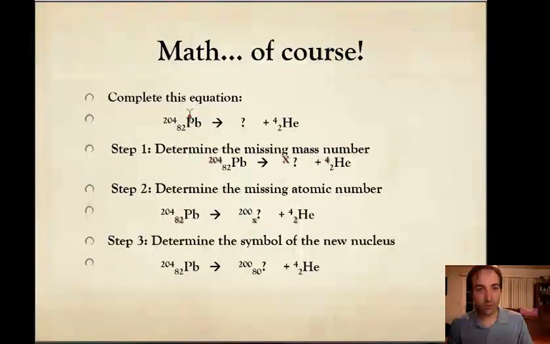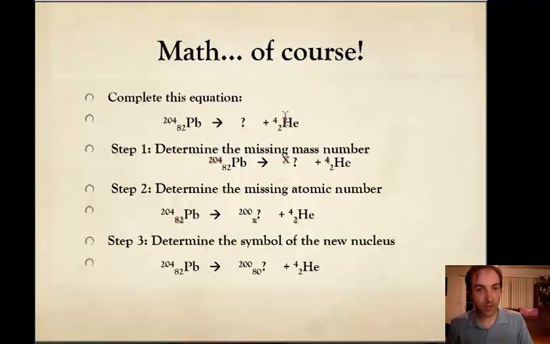We have to be able to figure out what the substance or particle is that's going to be produced by a certain amount of decay. So in this case we have lead. Notice our lead that we start off with has a mass of 204 and an atomic number of 82. That 82 coincides with the periodic table atomic number for lead. And notice that it's giving off a helium nucleus.